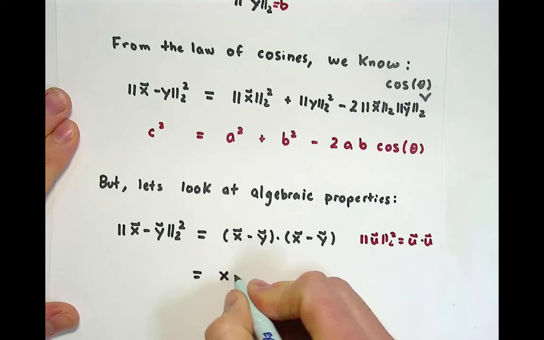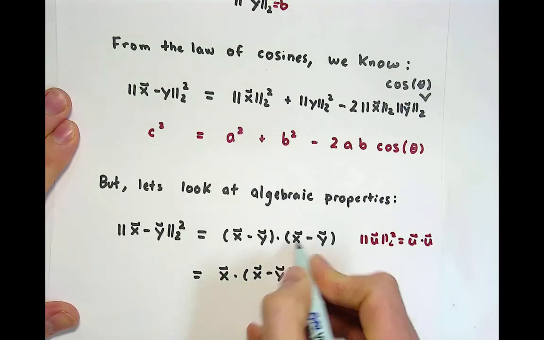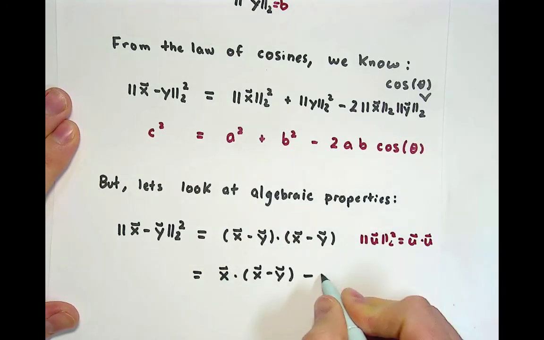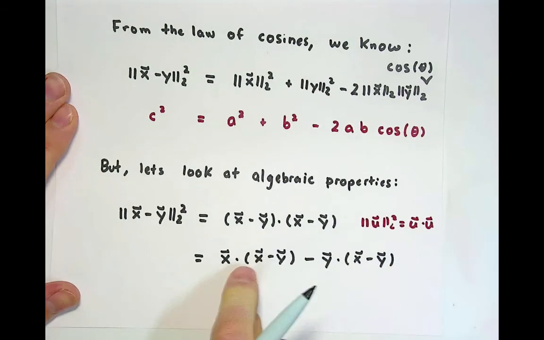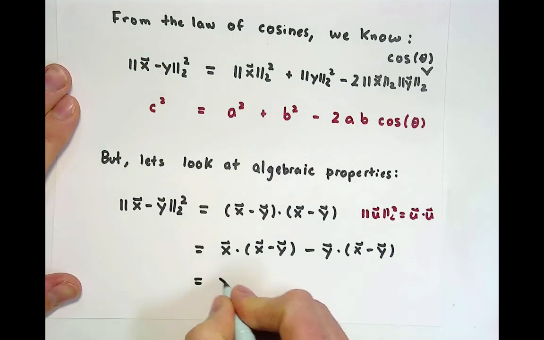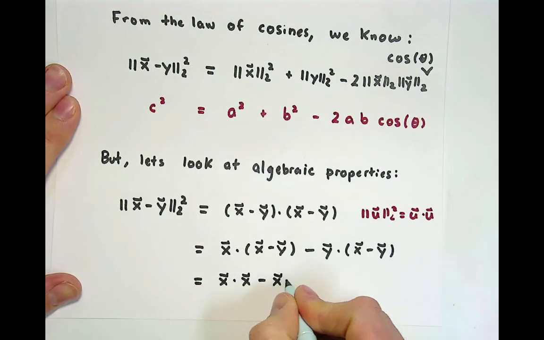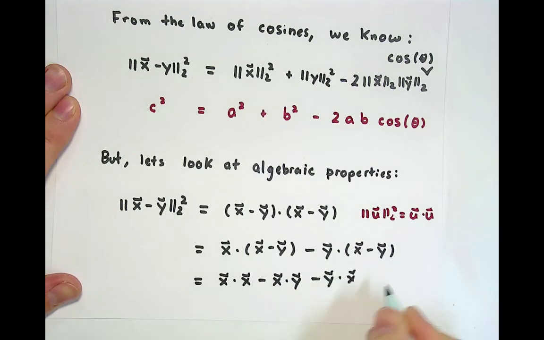So this would be x dot, and maybe I do this in 2 steps. So this is left distributivity. I'm distributing it over the left. And then I have right distributivity because I'm going to distribute over the right. So this is x dot x minus x dot y minus y dot x. And of course, minus times a minus is a plus in scalar world. And then we're left with y dot y.